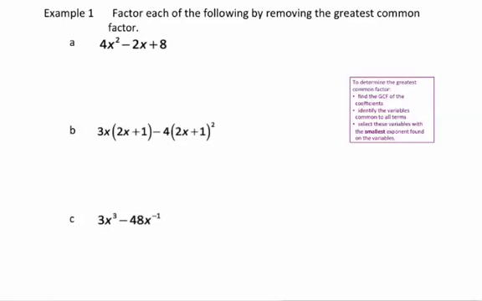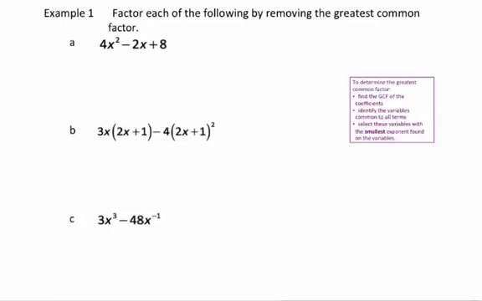Factoring the greatest common factor. This is one of the most basic types of factoring, but it's also one of the most important. If we look at example A, and we follow the guidelines in purple on the screen, we need to look at the coefficients, we need to look at the variables, and we need to look at the exponents.